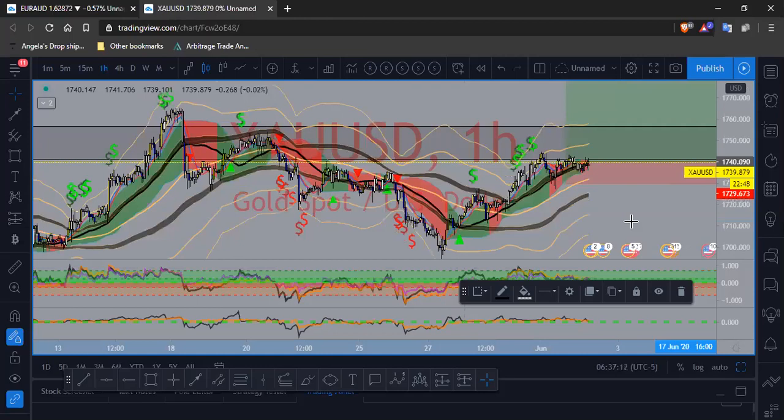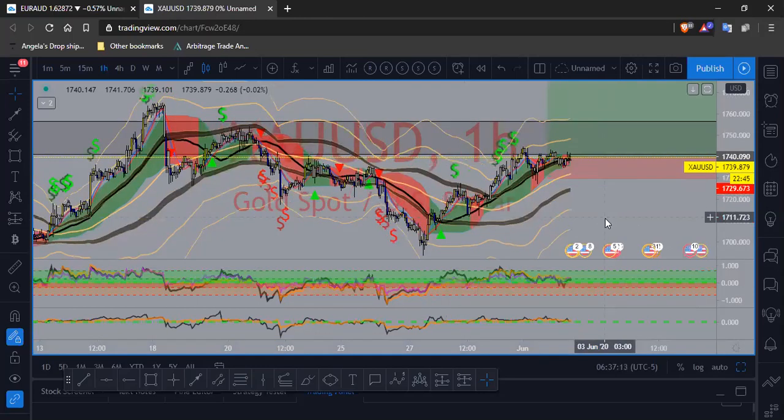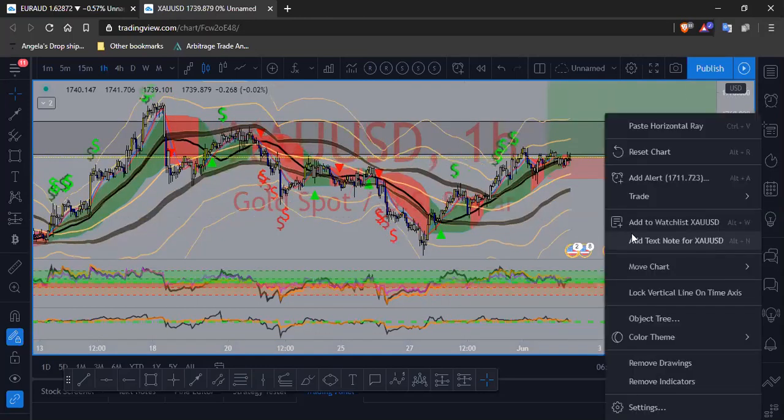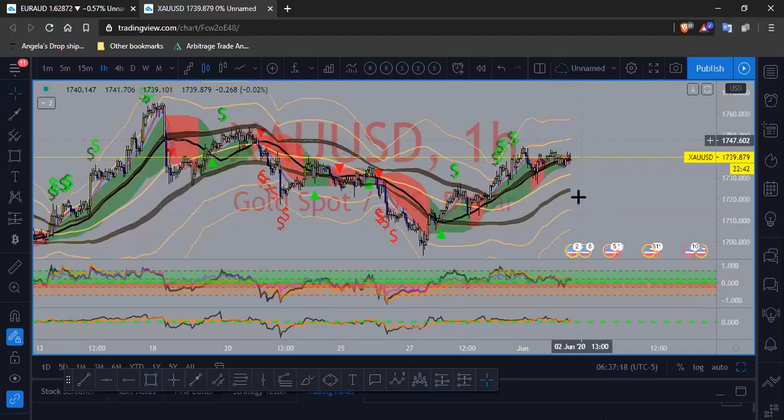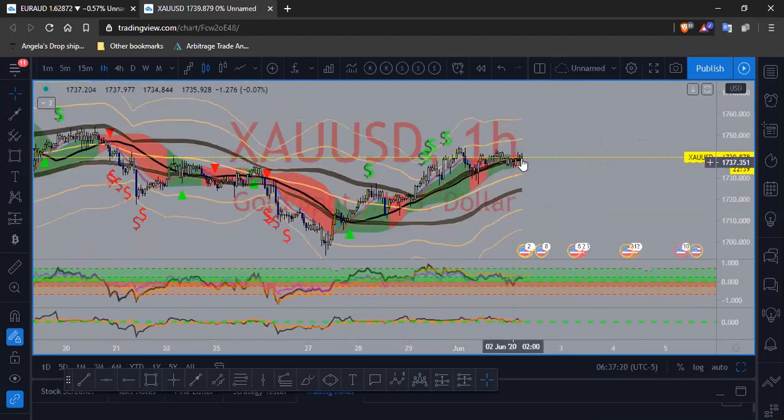All right, so just go ahead and remove all this, keep it clean. But if price continues just respecting this RSI line, I don't blame you for buying. Any questions?